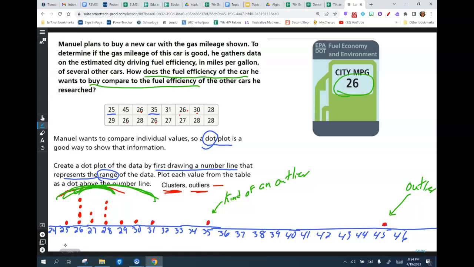So his car is a 26. If you look at what his car is doing, his car is 26, and it's kind of right along with everything else. So his is right along with many of the other cars. It occurs very often that they have a miles per gallon of 26. This is an example of a dot plot. A dot plot, you'll learn, is what I might use if I have individual values.